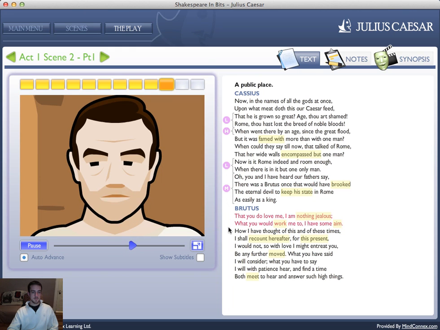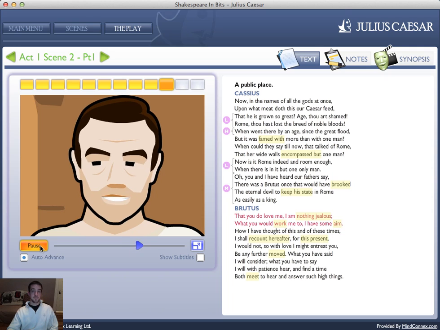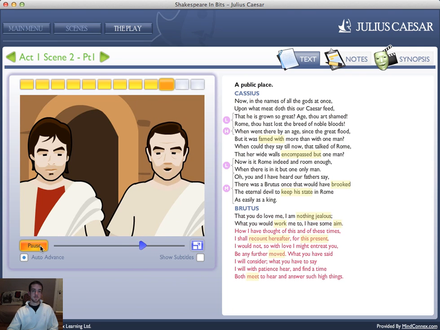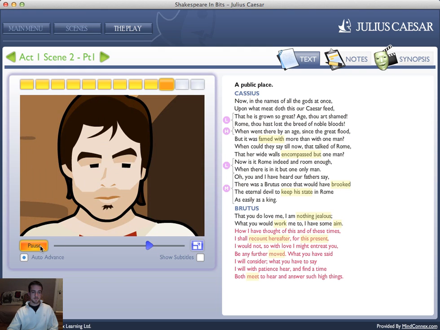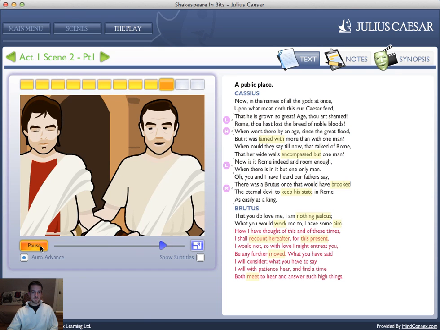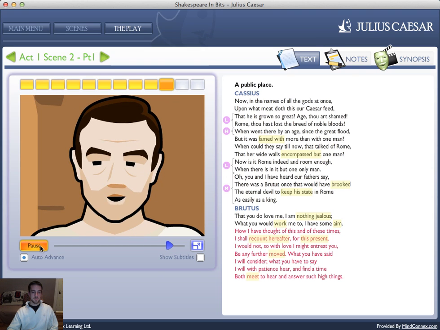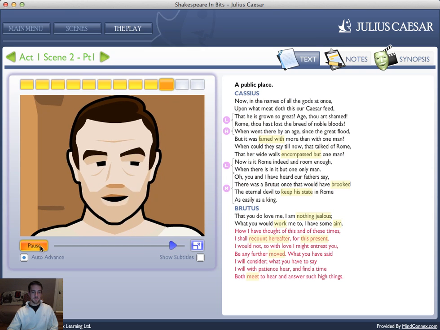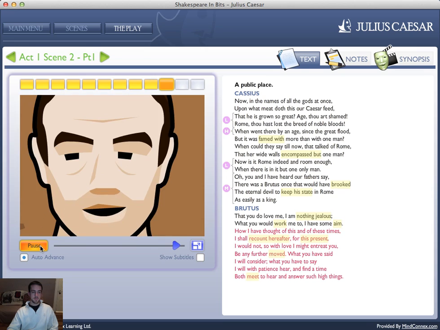That you do love me, I am nothing jealous. What you would work me to, I have some aim. How I have thought of this and of these times, I shall recount hereafter. For this present, I would not, so with love I might entreat you, be any further moved. What you have said, I will consider. What you have to say, I will with patience hear, and find a time both meet to hear and answer such high things.